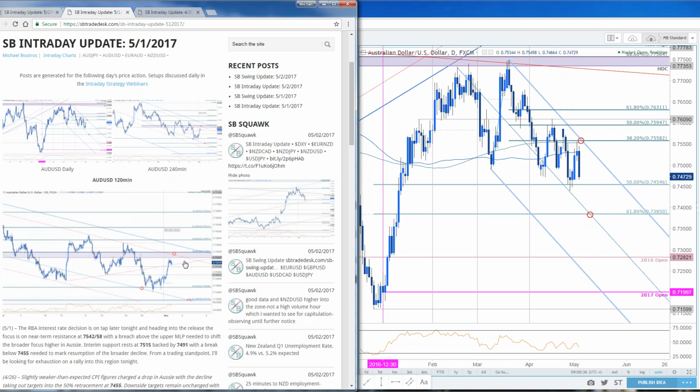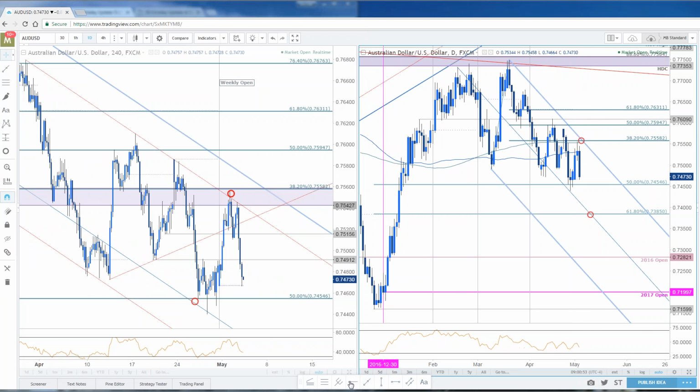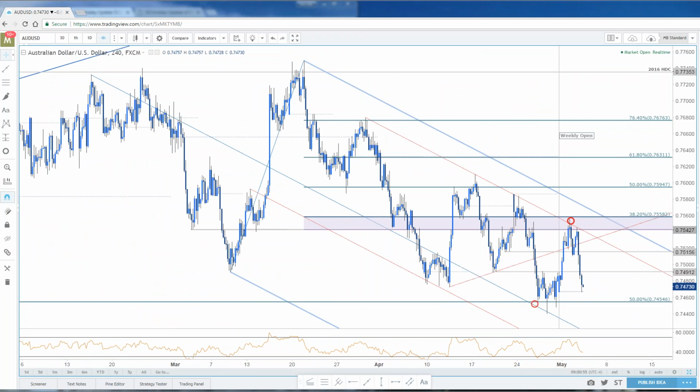Okay. Here's what it looked like on the 120-minute chart right ahead of the RBA. Here's what Aussie looks like now. Okay, you can see we rallied right into the 200-day moving average, right into that gap between the 200-day moving average and the 38.2 retracement, and then again the turnover subsequent looks like this on the 4-hour.